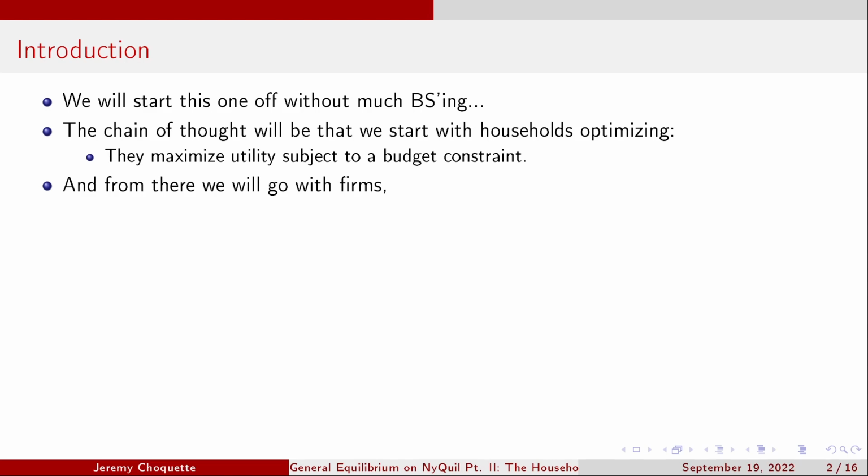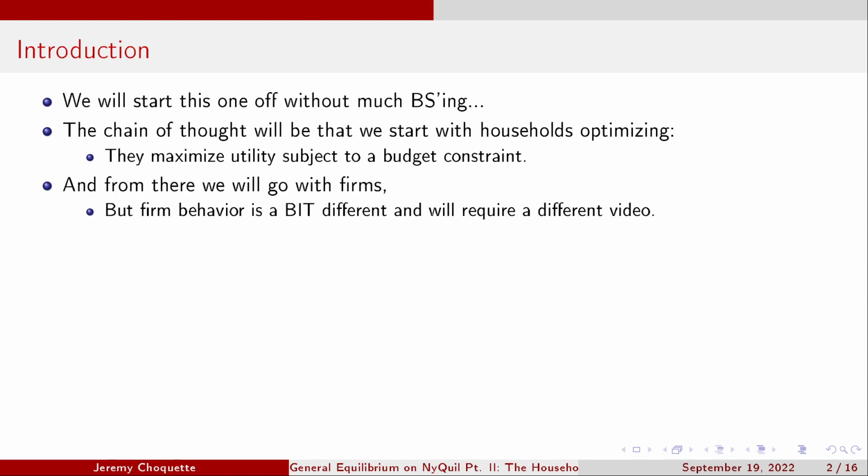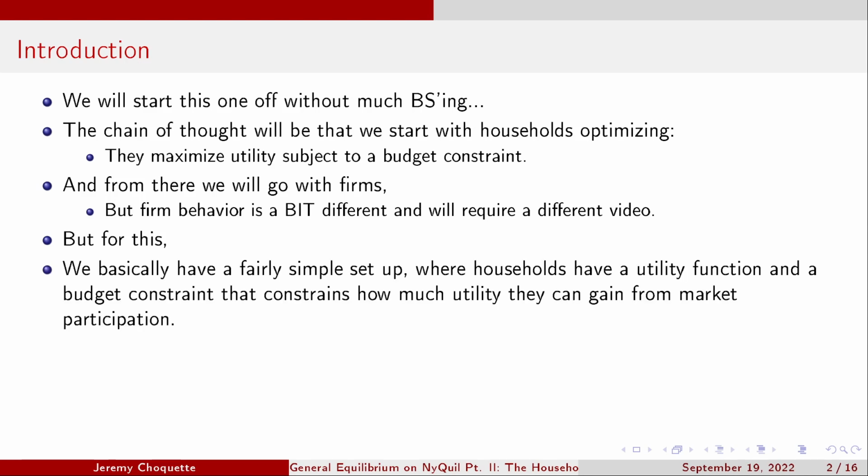And once we've got this, we'll go to the firms. Firm behavior is a little bit different. It's getting its own separate video. But for this, we have a fairly simple setup, because households are going to have their utility function. There's a budget constraint that really constrains how much utility they can gain from market participation. What do I mean by that?